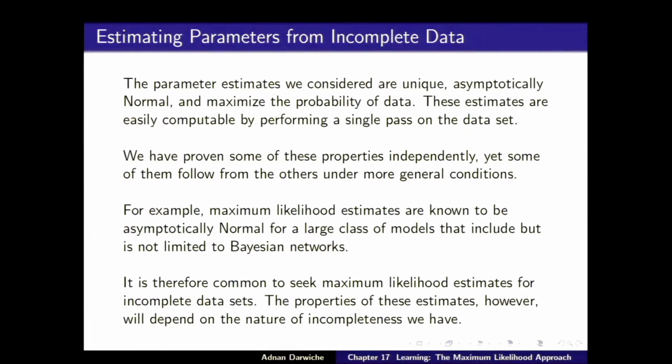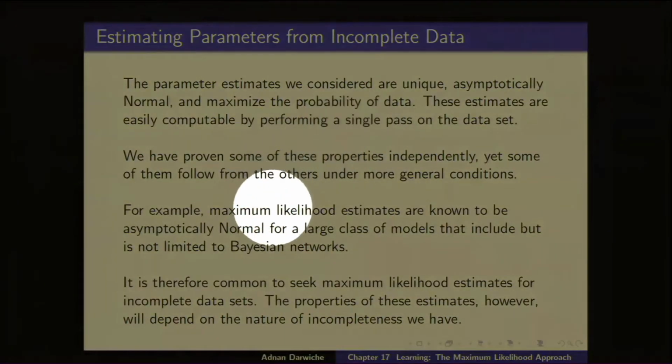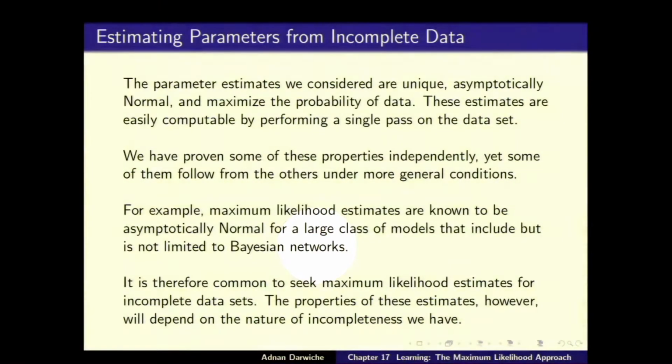As I said, typically this is done the other way around. You go ahead and say, I actually want maximum likelihood estimates. That's what you start with, and you arrive at the ones we discussed. People have justified maximum likelihood estimates based on a number of considerations. And these estimates have these properties not just for Bayesian networks, but for a larger class of models. So that's what we're going to do next.